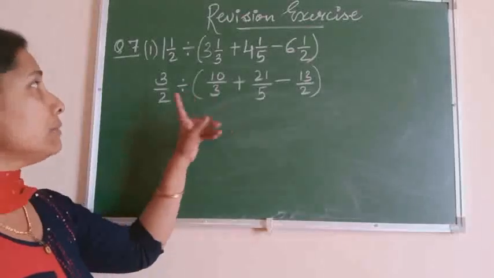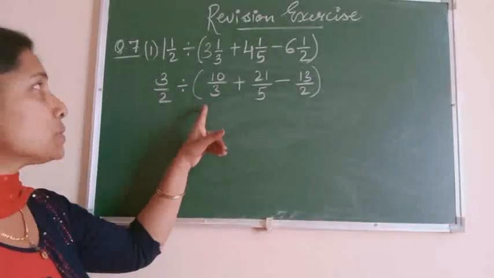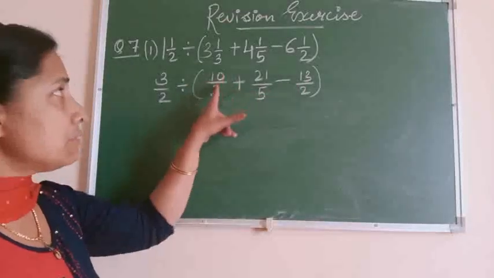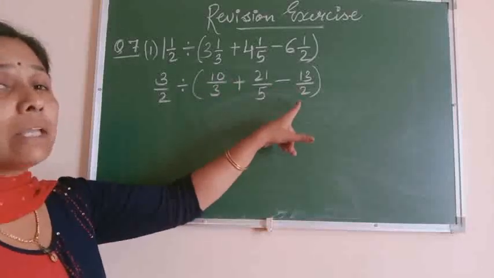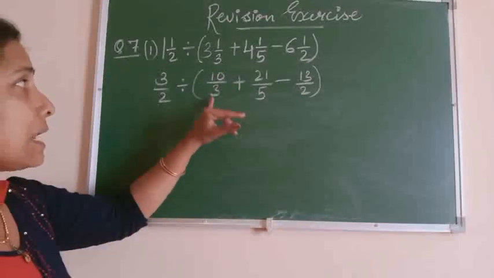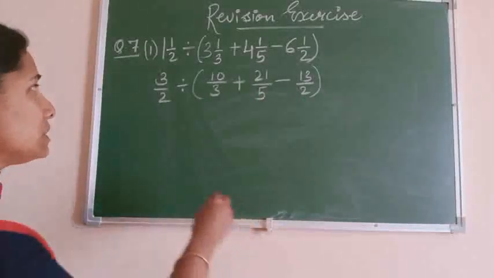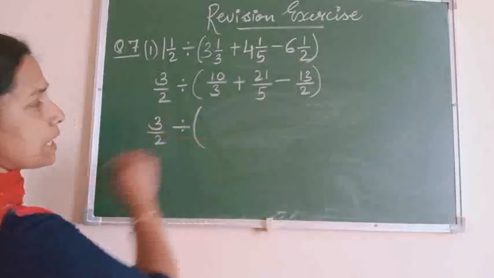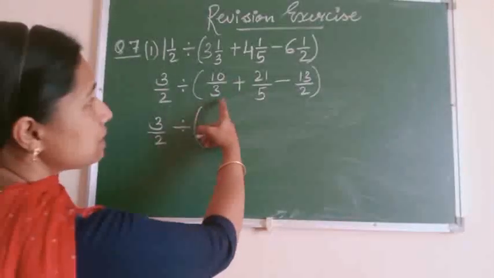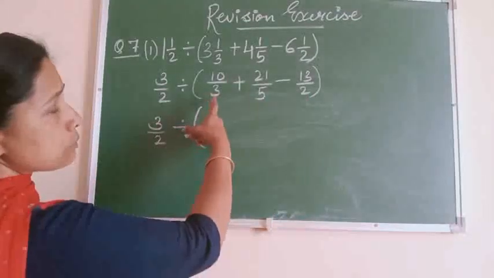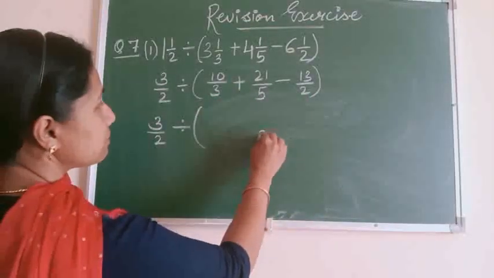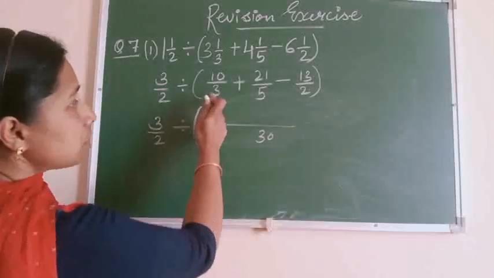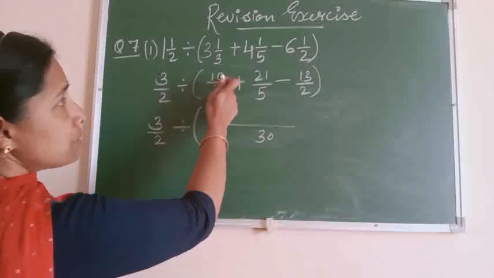So you already know that in a simplification question you have to solve the bracket first. Inside the bracket, addition and subtraction are given, and all the fractions are unlike fractions. So we are finding the LCM of the denominators. Now see the next step. 3/2 we write the same, with the division symbol. Inside the bracket we are finding the LCM of 3, 5 and 2. The LCM of 3, 5 and 2 is 30. We take 30. Now we are changing the numerators. 3 into 10, 30, so 10 also should be multiplied by 10.